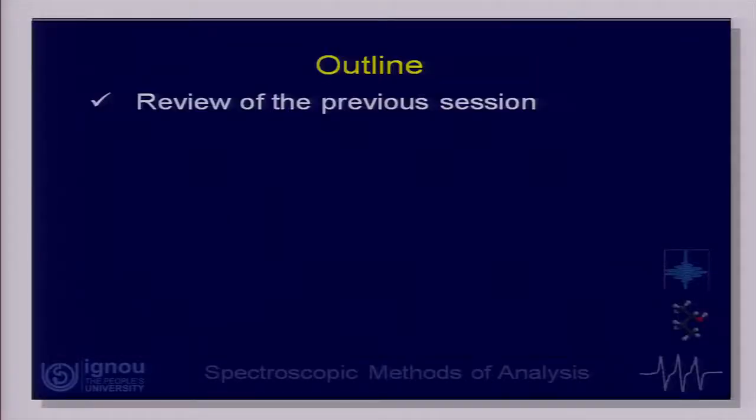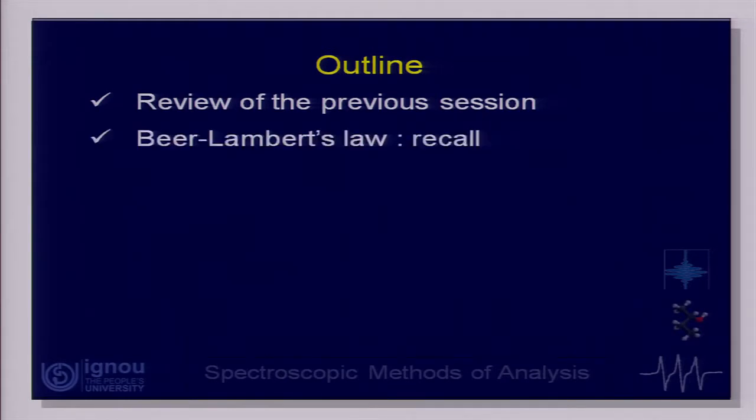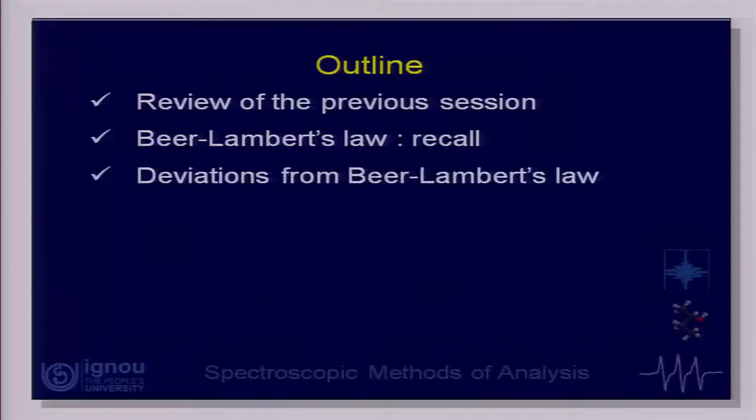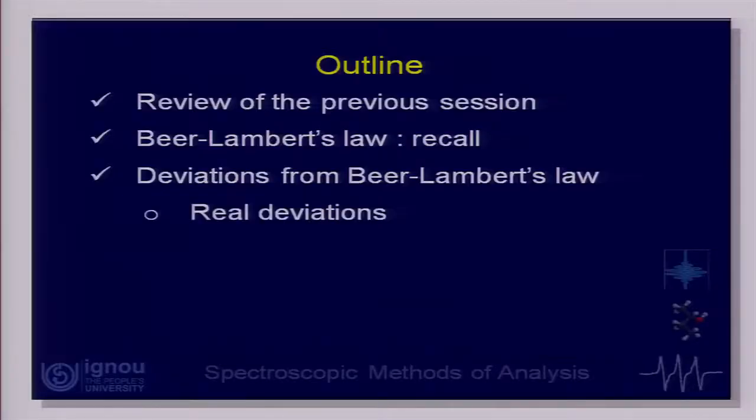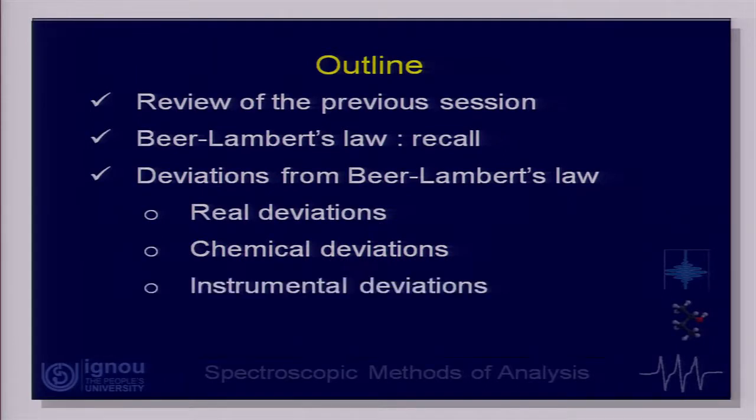The session is planned as follows. To begin with, we will review the contents of the previous session. Thereafter, we will briefly recall what the Beer-Lambert law is. Having done that, we will come down to the main theme of today's session, that is the deviations from Beer-Lambert law. These deviations will be covered in three broad categories: the real deviations, the chemical deviations, and then the instrumental deviations. Towards the end, we will sum up what we do in today's session.